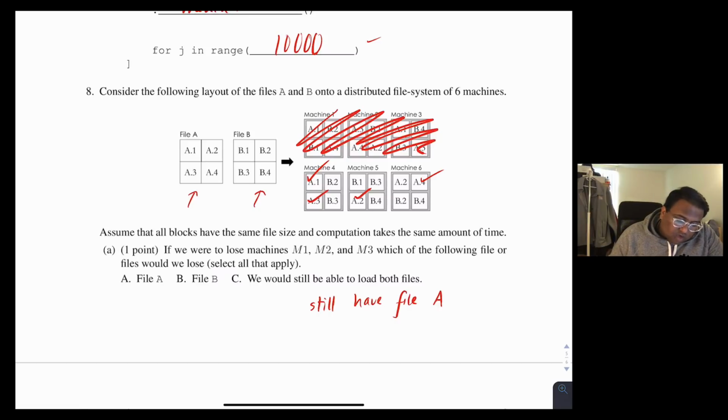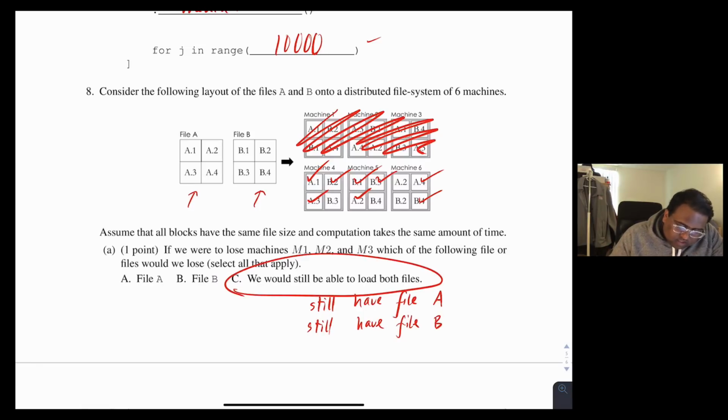Now, can we access all of the blocks in file B? Also, yes, because we have B1, 2, 3, and 4. So we still have file B, and therefore the answer for this one is C. We would still be able to load both files, because even if we lose the first 3 machines, we still have every single block in A and B at least once. Okay, so the answer to that one is C.